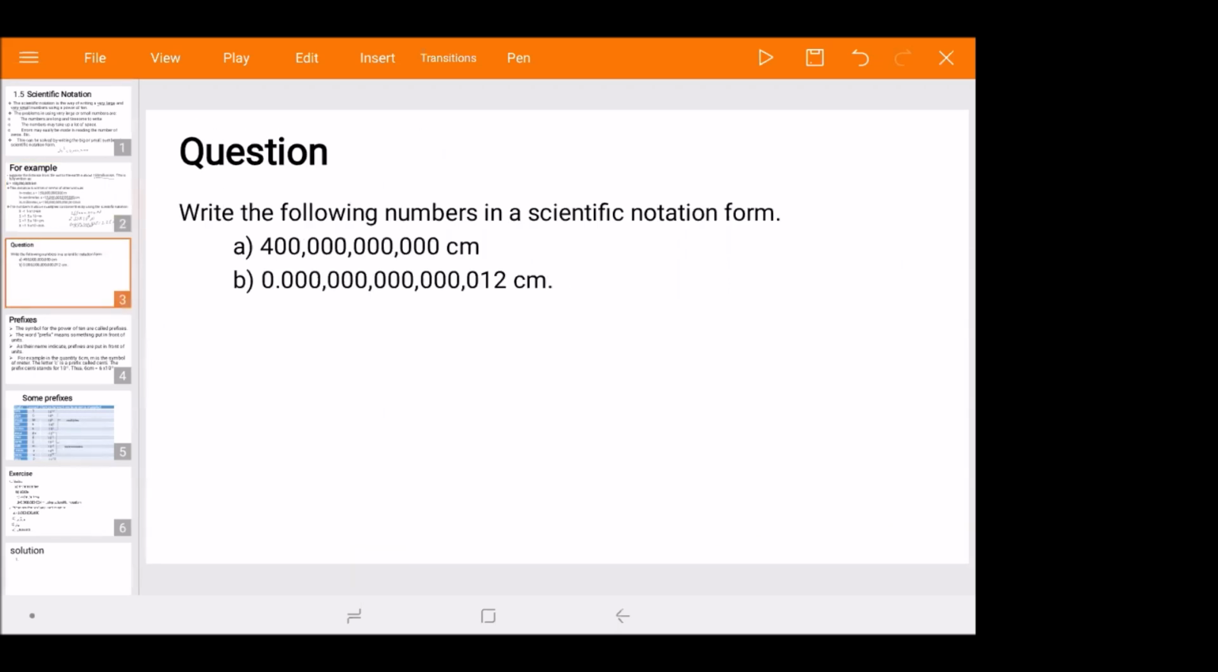Let us see one additional question. Write the following numbers in scientific notation. Have you seen the difference between them? The first one is a very large number. The second one is a very small number. So to write this, for example, for the solution for A, how can we write it by scientific notation? When we write question A, what will we get?